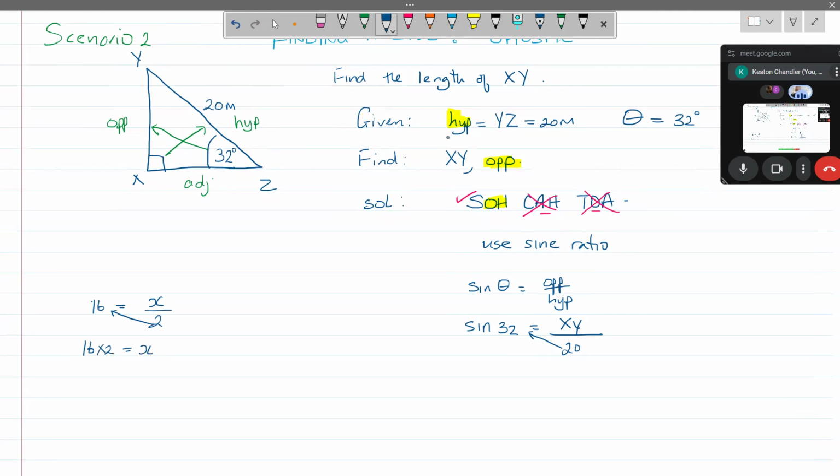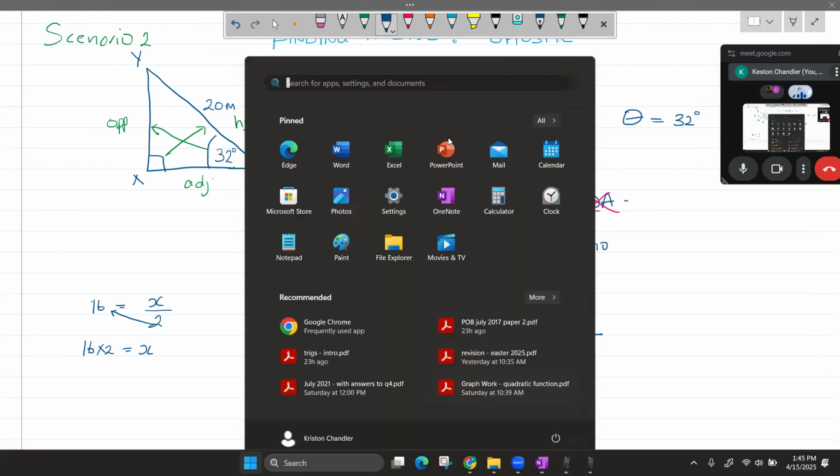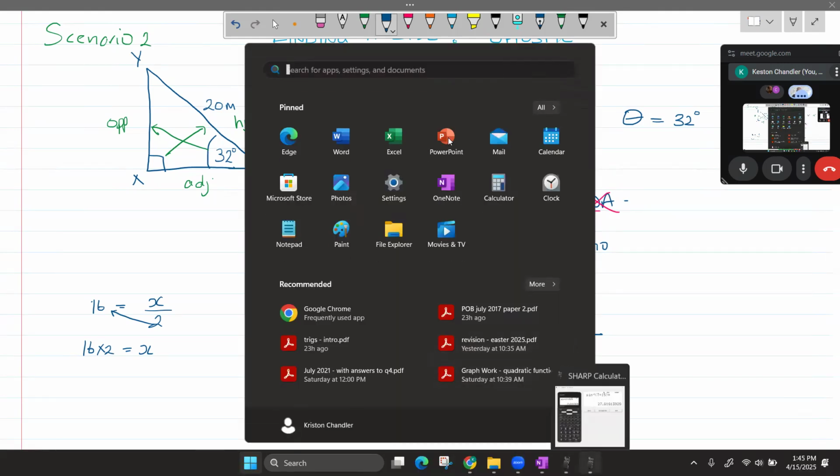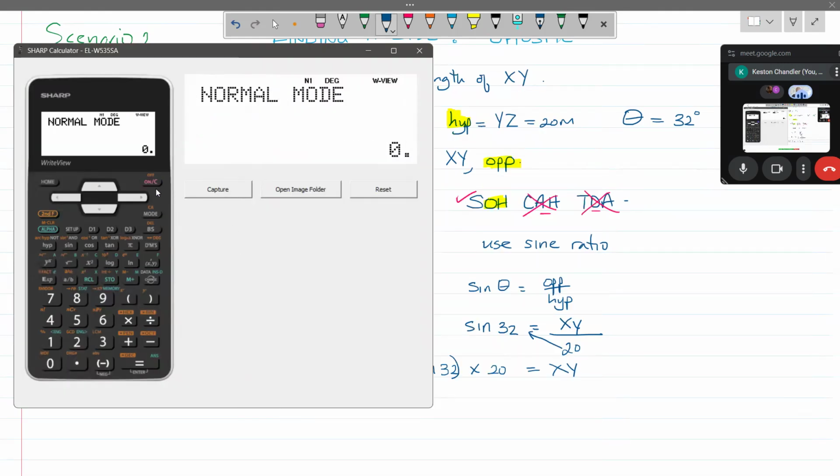Same premise, nothing changing. Notice, however, that now that we're finding the length of our side, I'm not going to be using sine inverse anymore. Now I actually have to work out what sine 32 is, multiply that by 20, and I'll get the length of XY. So I'm going to pull up the calculator. Right. So zero this off.